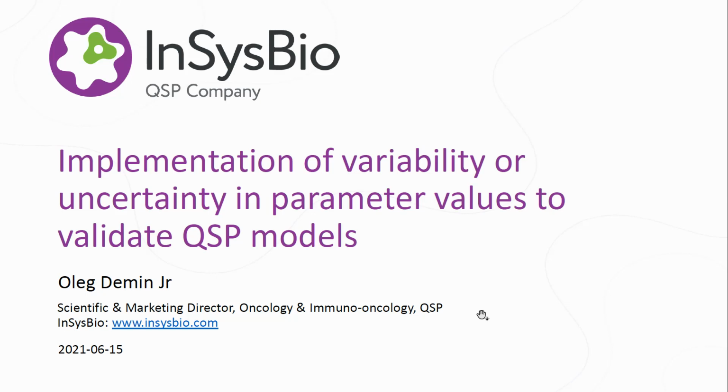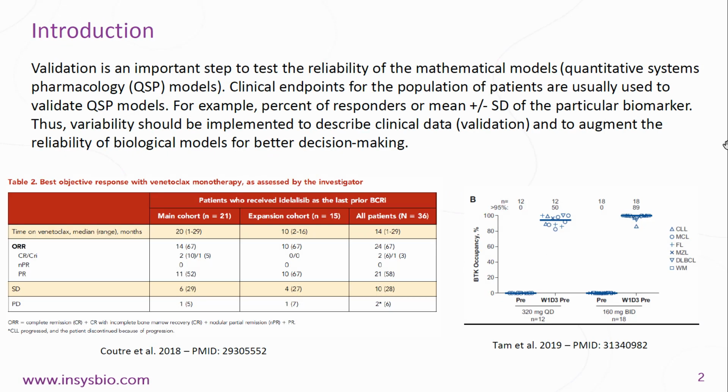And today I will talk about the implementation of variability or uncertainty in parameter values to validate mechanistic models. Validation is an important step to test the reliability of the mechanistic models. Usually to validate the models we use the clinical endpoints measured for the population of patients. This can be percent of responders or mean and standard deviation or standard error of the particular biomarker. Thus, variability should be implemented to describe clinical data.